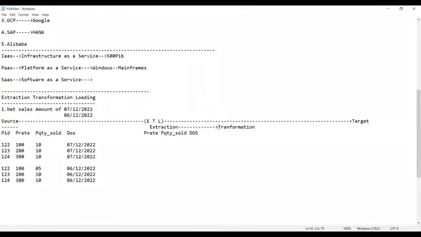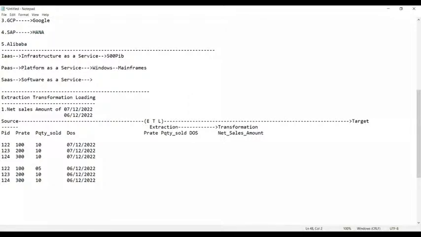Now guys, the next process is the transformation. Can you tell me how a transformation works? Transformation is the process of data summarization. Here you can see 100 rupees is the rate and 10 is the quantity. What is 100 into 10? Very good, it is 1,000. So I can write it here directly as 1,000.